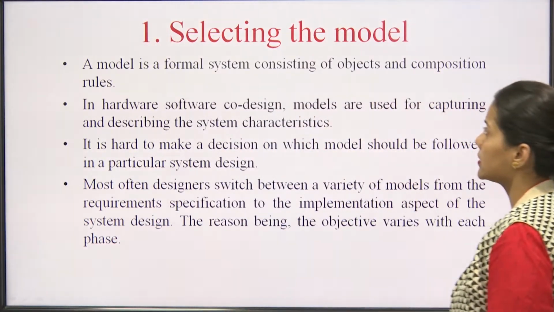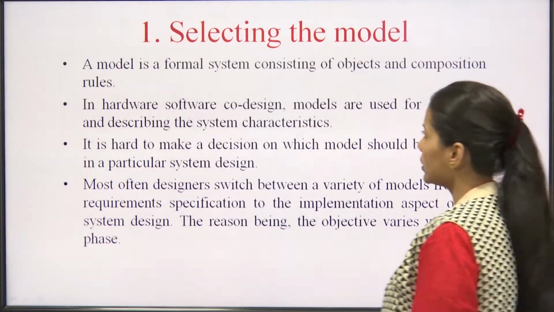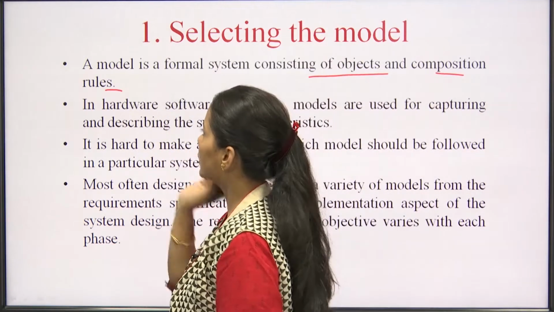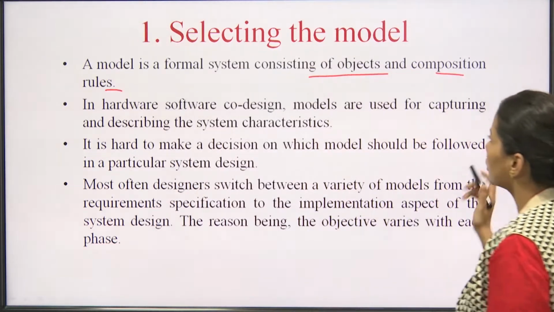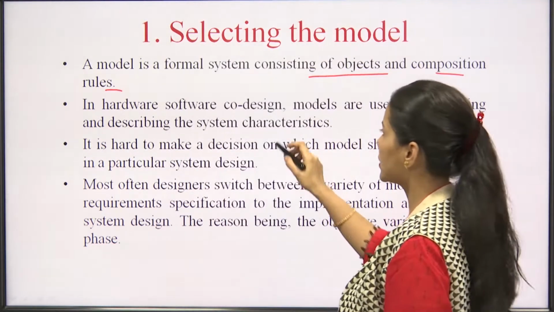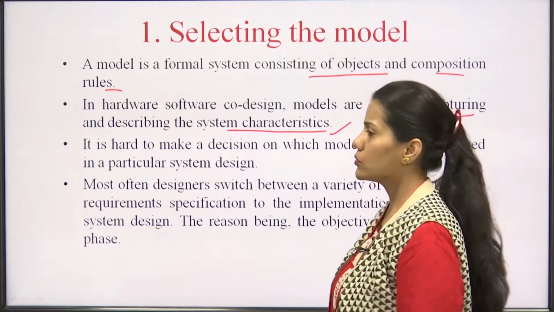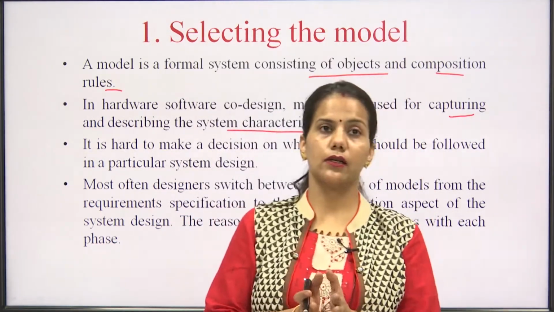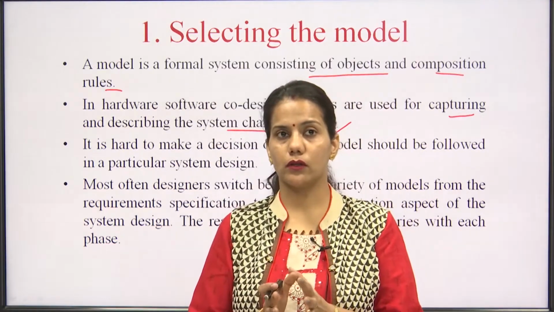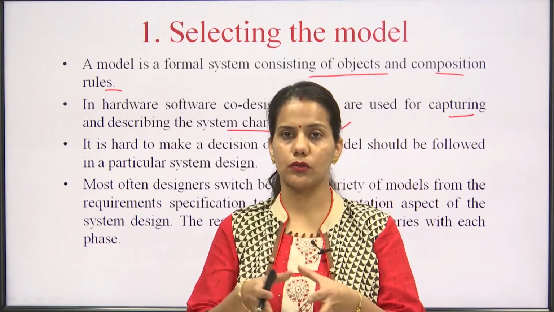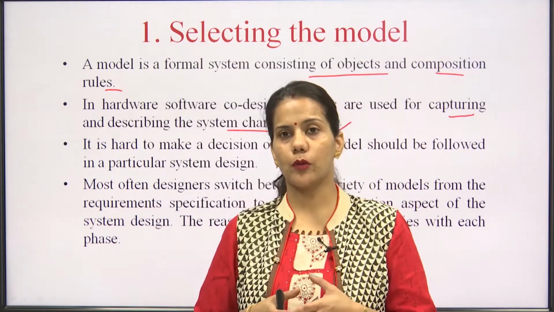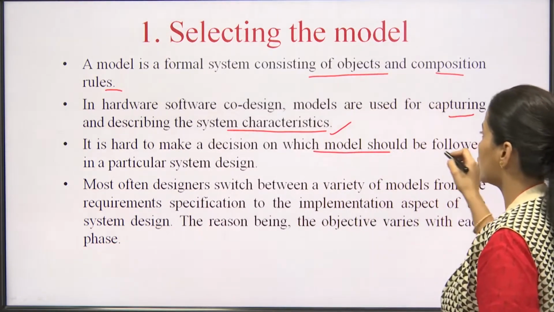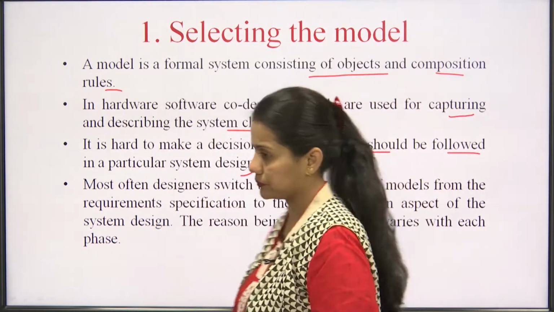So, let us see what the issues are while selecting the model. A model is a formal system consisting of objects and composition rules. In hardware software co-design, the models are used for capturing and describing the system characteristics. Using the models we can decide the system characteristics, what functionalities have to be put into the system and what type of modeling has to be done. It is hard to make a decision on which model should be followed in a particular system design.